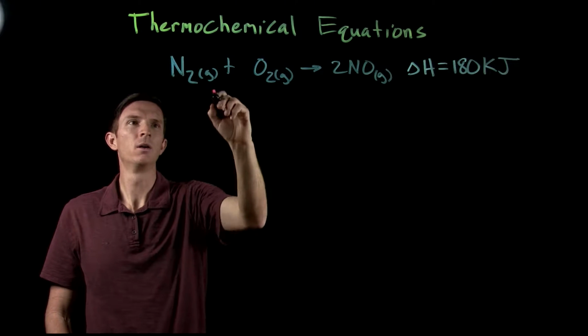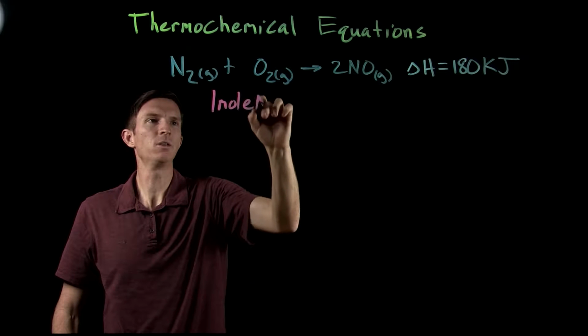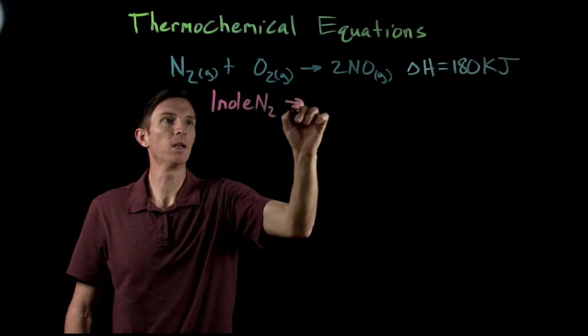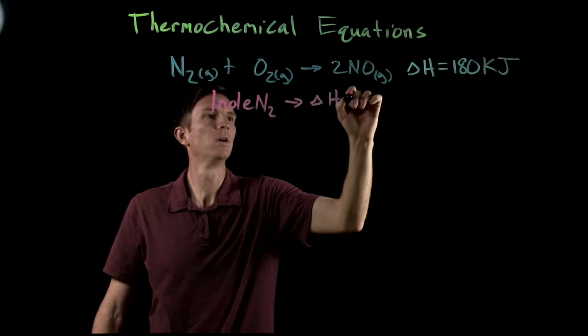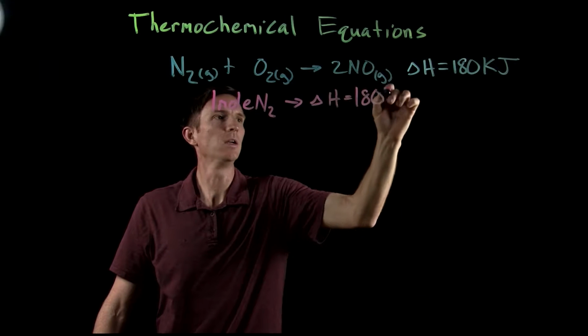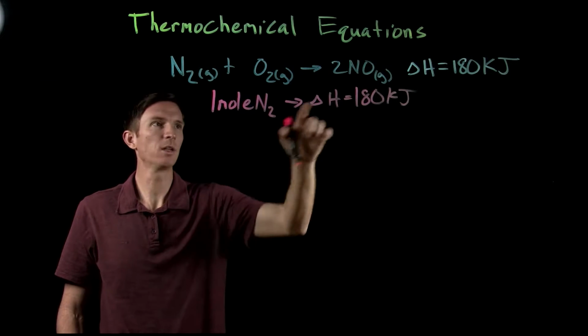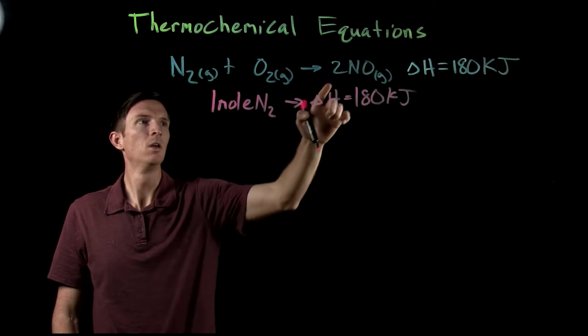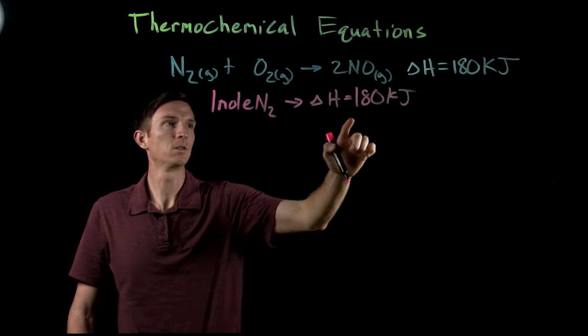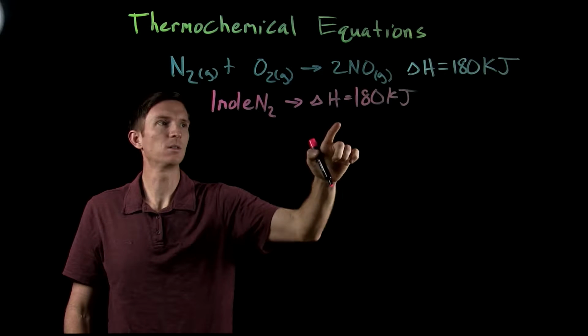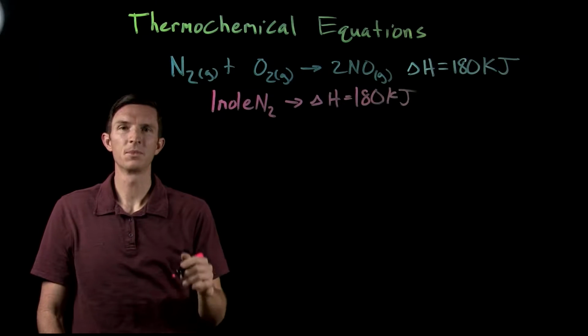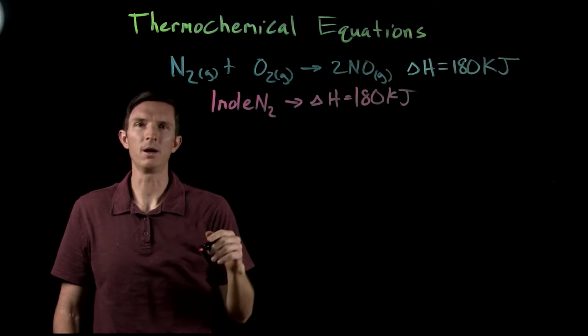That means if I take 1 mole of nitrogen, I'm going to get an enthalpy of 180 kilojoules. Okay, well, we could say 1 mole of oxygen is going to give us 180 kilojoules. 2 moles of nitrogen monoxide is going to give us 180 kilojoules. So we see that this is going to be dependent on amount.